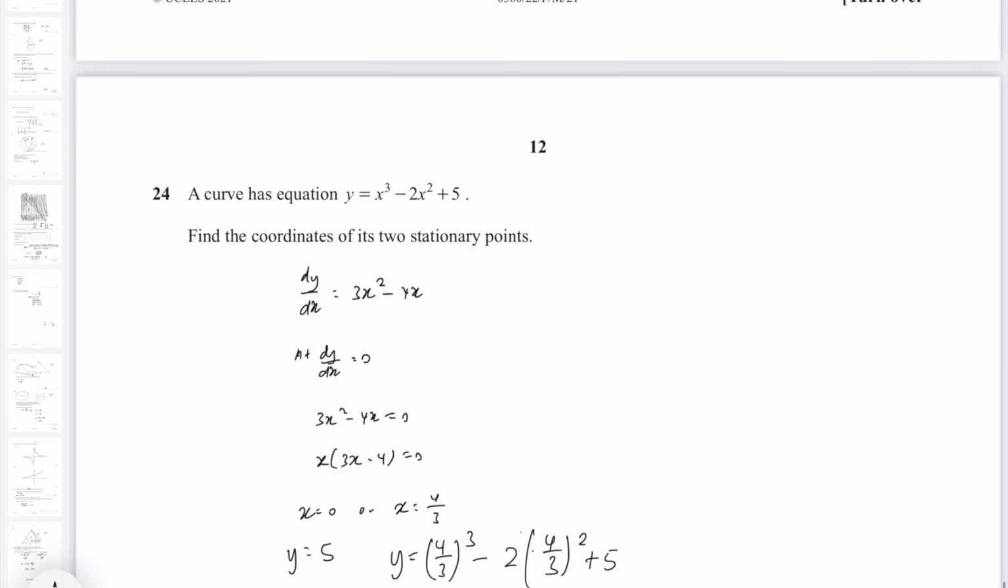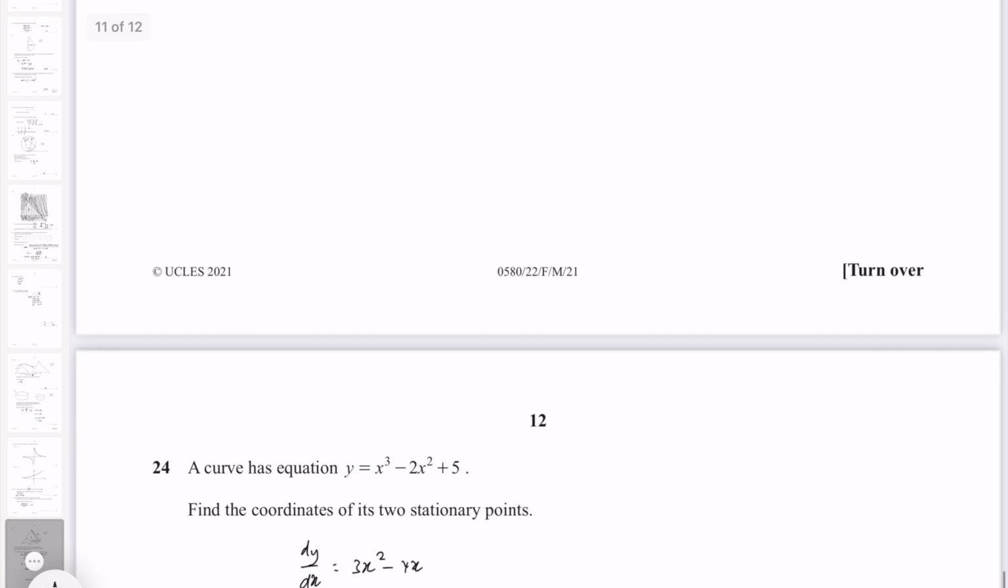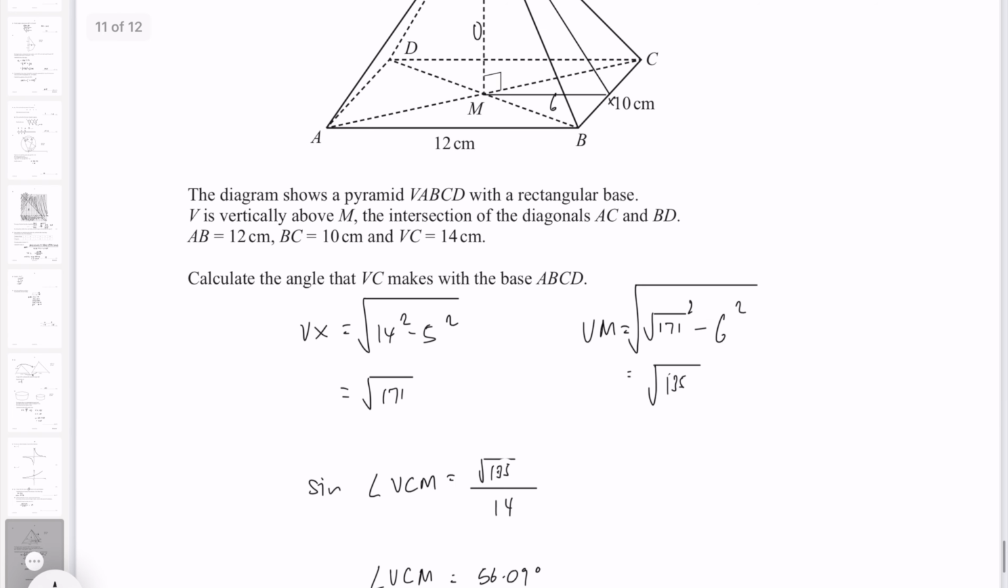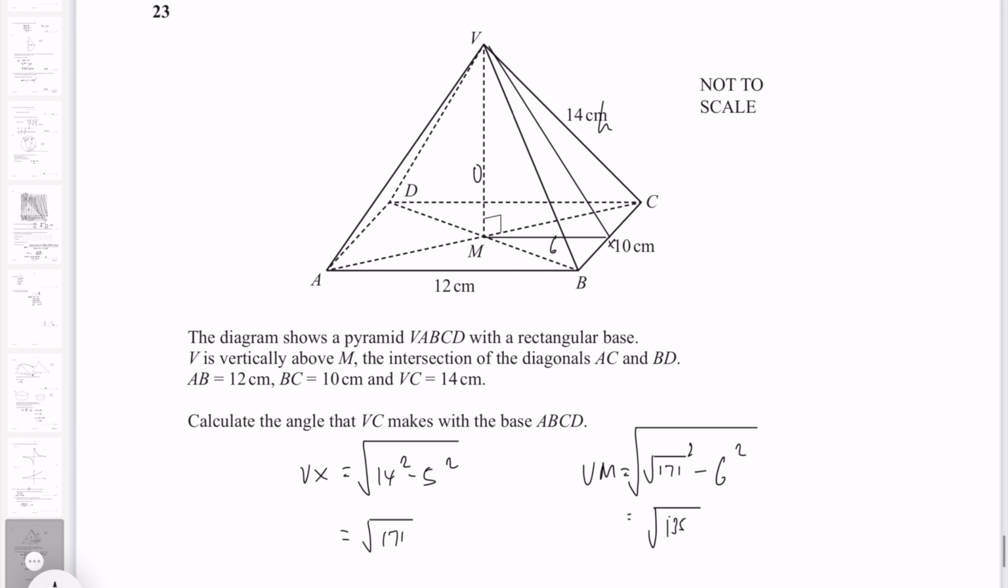It's pretty direct. I guess the hardest part of this paper was this shape, because it's not a very nice shape.